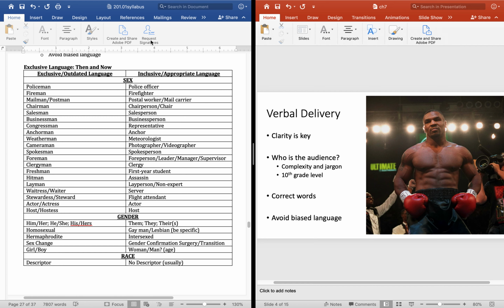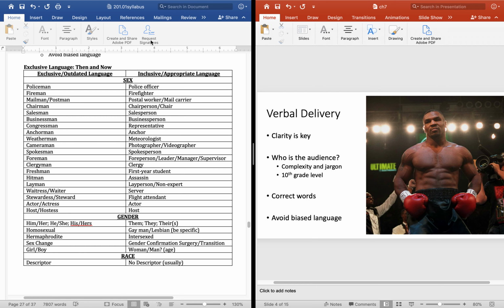Again, if you hear someone say anchorman, that doesn't mean they're a rampant sexist. That's not what I'm saying. But there are times when this could be inappropriate, and we'll come back to that. Hitman, because women kill people too. Assassin. Layman: layperson or non-expert.